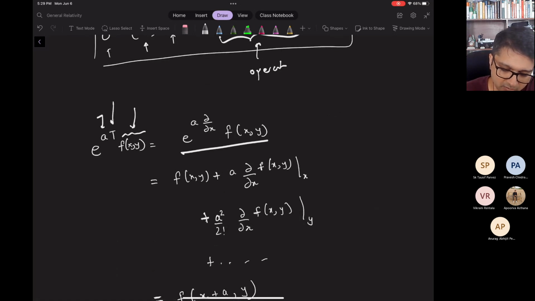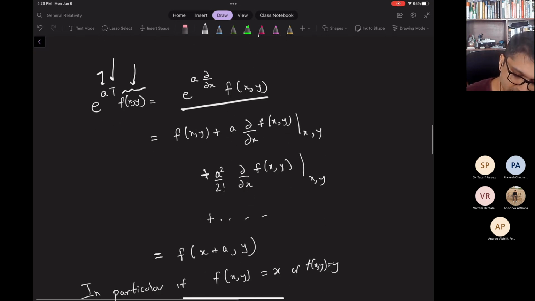Then you can do a Taylor series expansion of this e raised to a partial x acting on f of xy: f of xy plus a partial x f of xy plus a squared by 2 factorial partial x squared f of xy, and so on. Sorry, this is holding y constant.